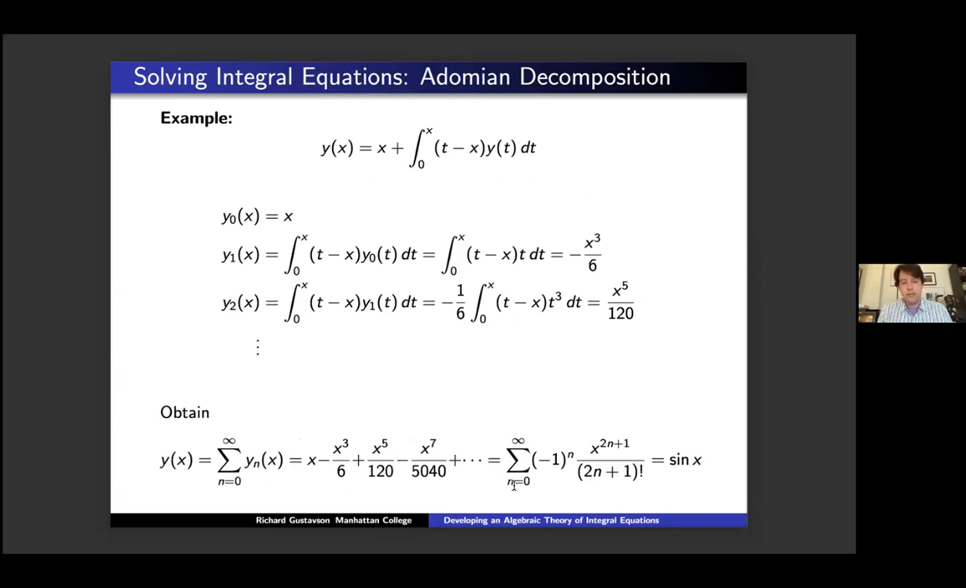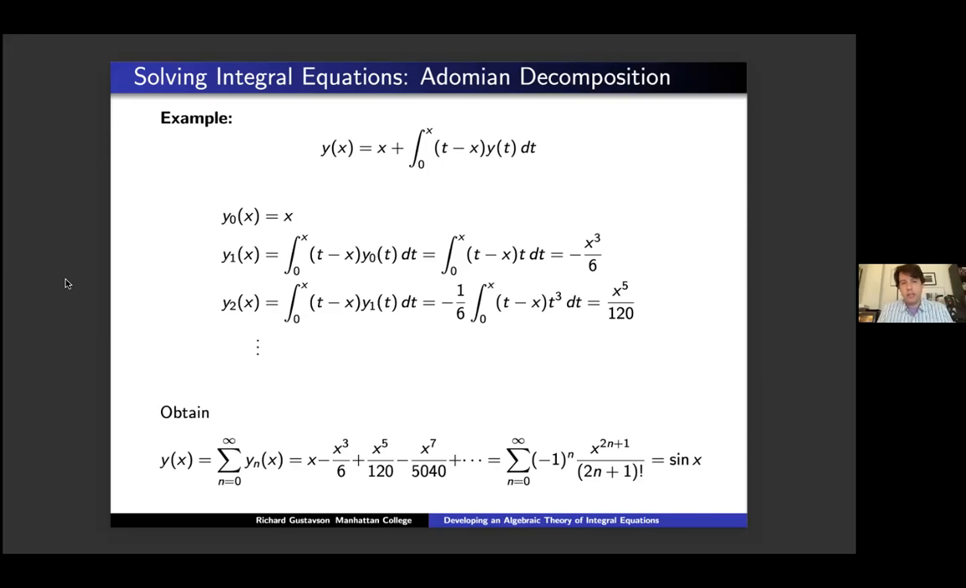We eventually get the following series, which is just sine x. And you can check if you plug y equals sine into this equation that it actually works out. So this is one method. There are other methods. There are a lot of ways of numerically solving integral equations. So not getting a closed form solution, but at least getting a numerical approximation for specific x values. But I just wanted to give this as a background so you could see what some integral equations look like.